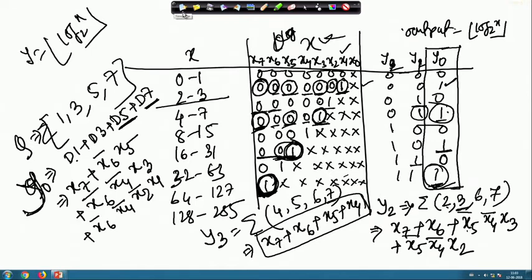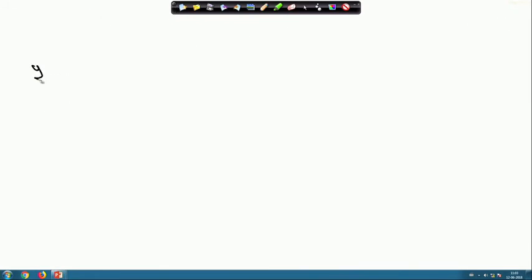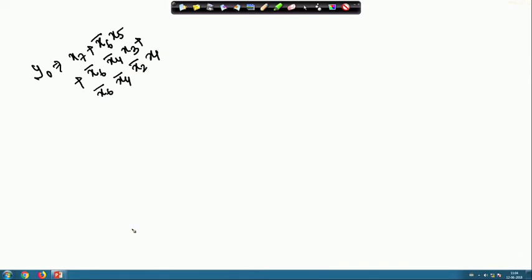So, now that means for y0 the expression is something like this: x7, then for 5 that is x6 bar x5, then for 3 it is x6 bar, x4 bar, x3, plus for 1 it will be x6 bar, x4 bar, x2 bar, x1. Okay.